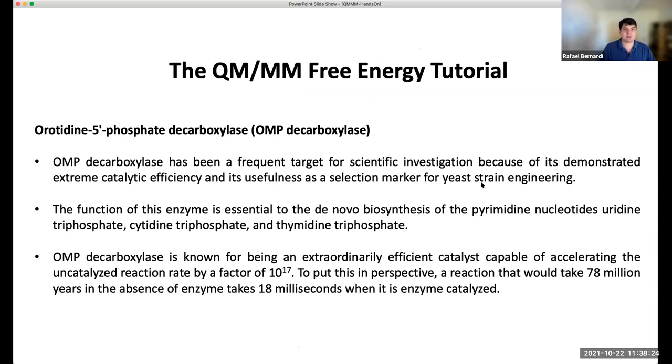The first tutorial, the QM free energy tutorial that I was just talking about, is the one in the notebook. It works on the OMP decarboxylase. This is one enzyme that is frequently used to study because it's the most efficient enzyme that we know. It makes a reaction that would take hundreds of thousands of years maybe to happen and brings it to seconds. It's here, by the way, 78 million years without the enzyme compared to 18 milliseconds with the enzyme. So it's a 10 to the 17 factor of catalysis, which is amazing.